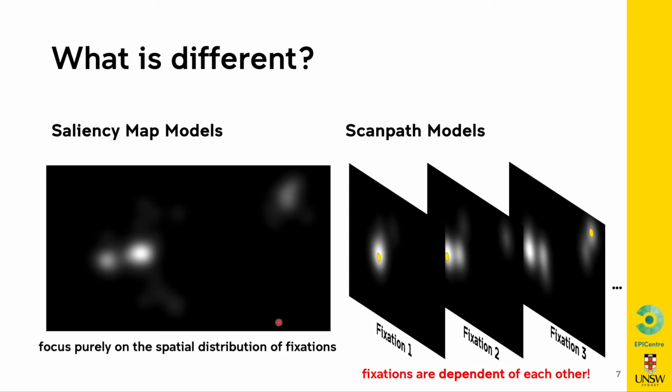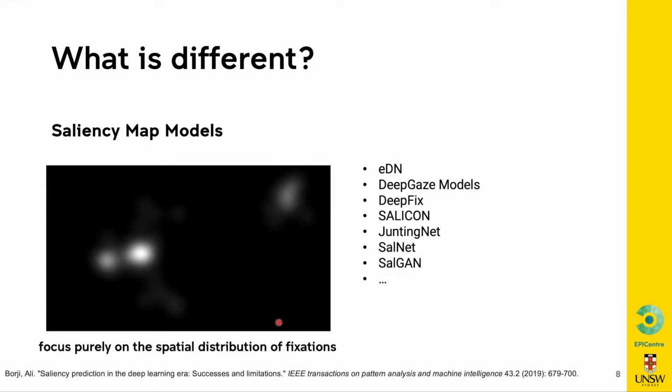dependent on each other. Now, the saliency map prediction problem can be considered a mature field with several models being introduced yearly. For example, there are EDNs. There are also models that use deep learning, such as DeepGaze, SALICON, DeepFix, etc. There are also models that use generative adversarial network architecture, such as SalGAN.